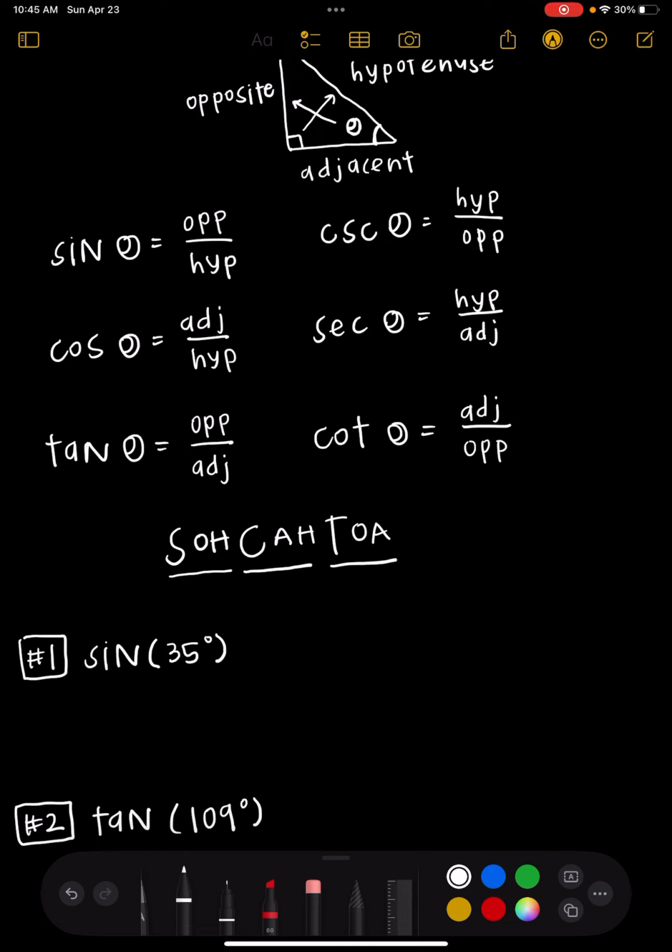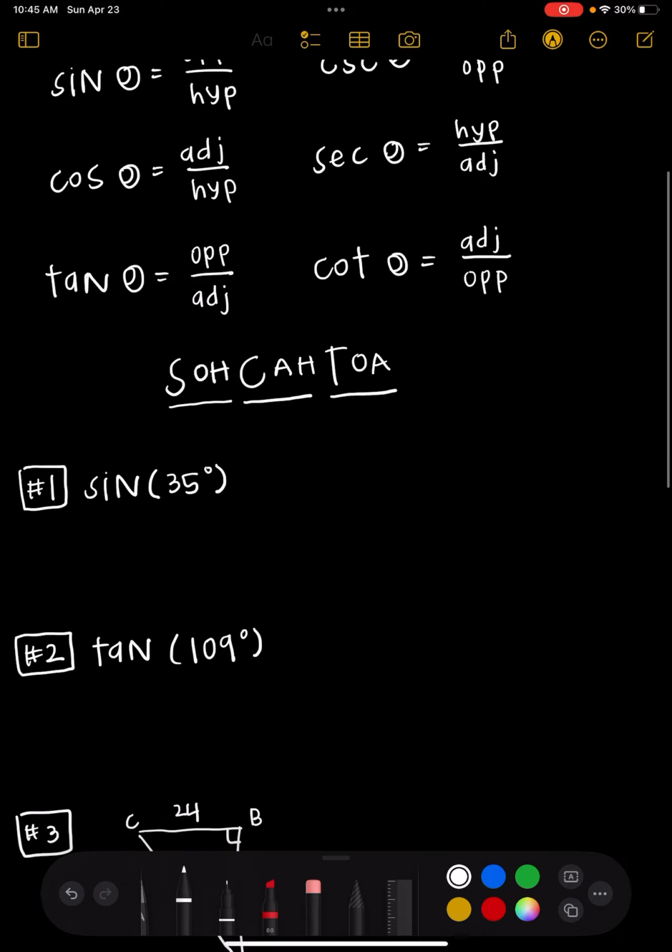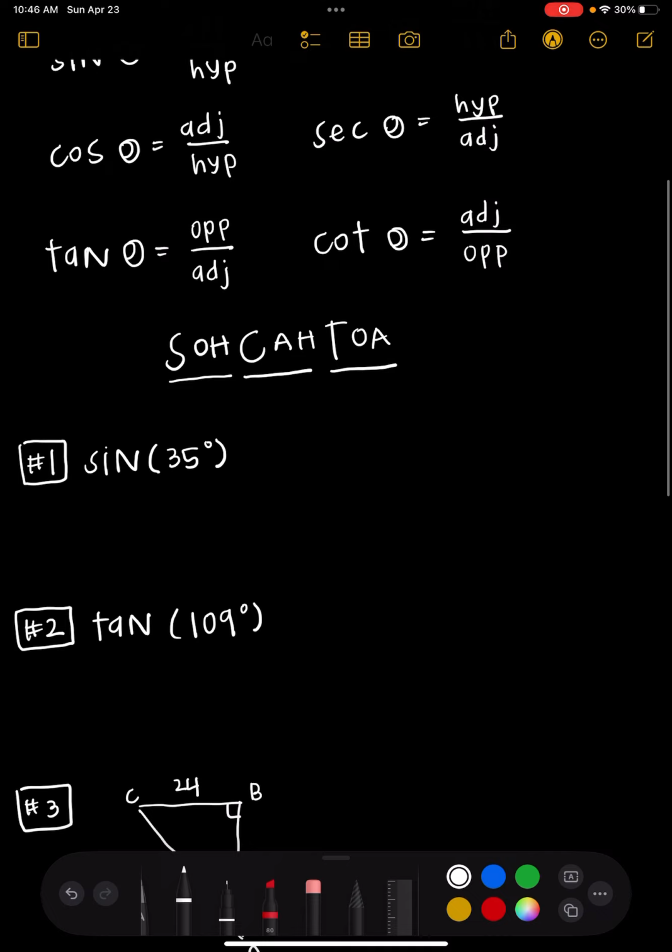I made a cheat sheet for you on this that has all of these values here. So let's start going through the examples, and then I'll show you how to use these. The first 2 examples just ask you to find the value of these trig functions to the nearest 10,000th, which is just a fancy way of saying to 4 decimal places. And we're going to do that in a calculator.